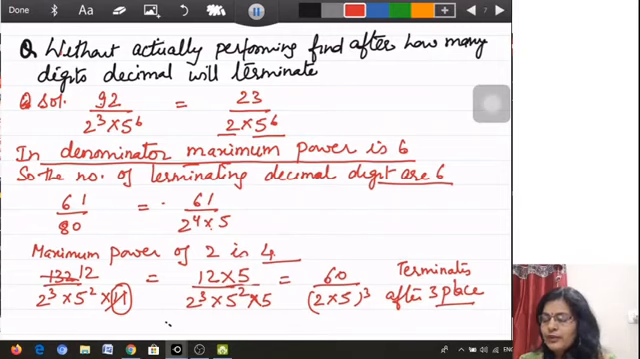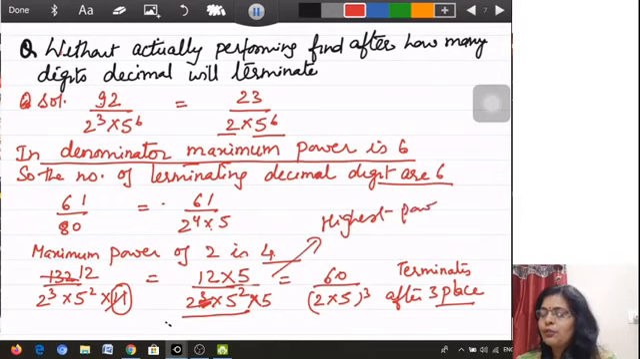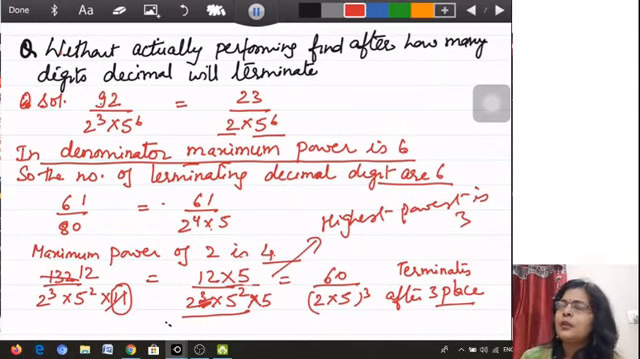Now our target is to make it come in the form 2 to the power m into 5 to the power n, and then we will simply see the highest power. The highest power is 3, so it terminates after 3 places. These questions come under theorem 1.5 and 1.6, which are normally seen as 1 mark or 2 mark questions.